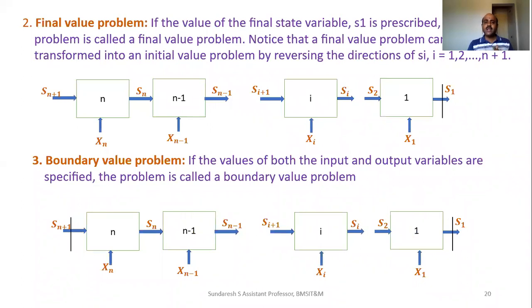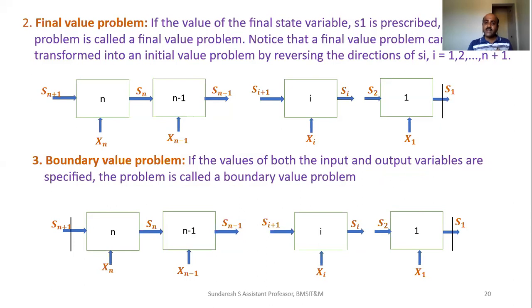If the value of the final state variable S1 is prescribed, the problem is called a final value problem. Notice that the final value problem can be transformed into the initial value problem by reversing the direction of Si, for i equal to 1 to n+1. When you reverse the direction, we can convert the problem. We are going to see that later. Let's first understand what we mean by initial value problem.